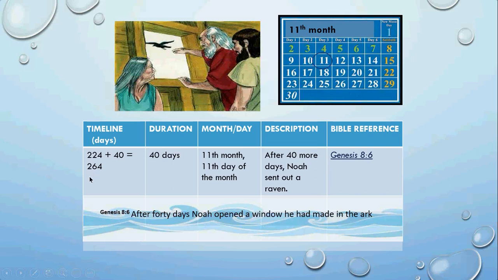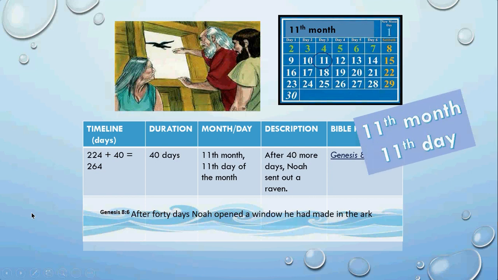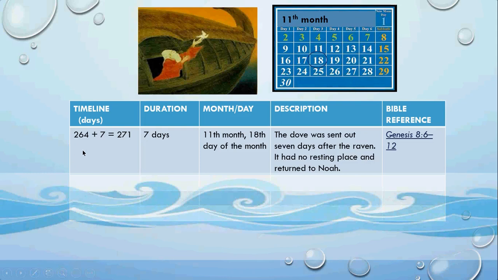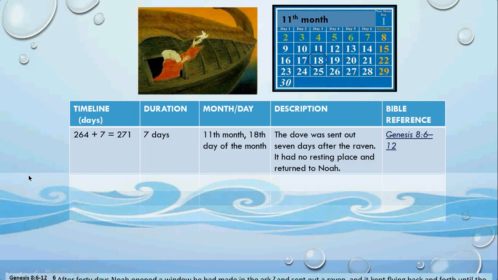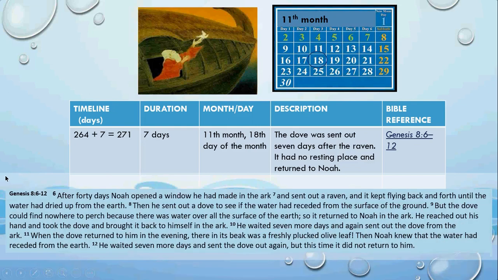Okay, and our timeline is at 264, and we're going to the 1 year point, the 360. And this is the 11th month and the 11th day. Now we're going to add 7 more days, making 271. The 11th month, the 18th day of the month is our time. And the description is, the dove was sent out 7 days after the raven. It had no resting place and returned to Noah. This is Genesis 8:6 through 12.